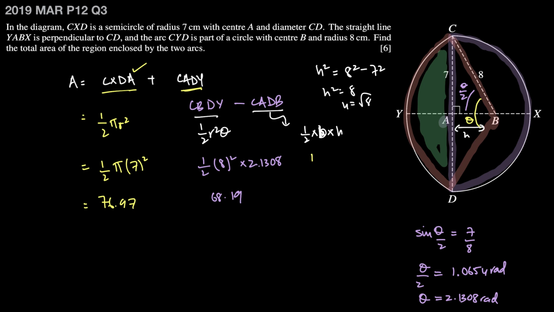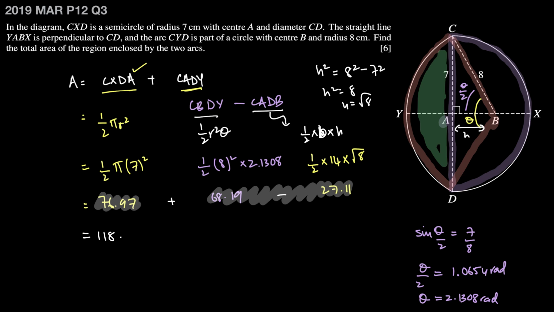So now we can say that the area of the triangle is 1 over 2 times the base, which is 14, times the height. So we get 27.11. So now we figured out the area of the semicircle with center A. That's 76.97. And the area of the shaded region is the difference between the area of the sector with center B and the area of the triangle. So the overall area is the area of the semicircle plus the area of the shaded region. And this comes out to 118.1 centimeters squared.